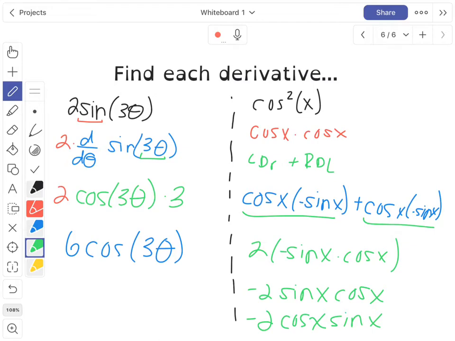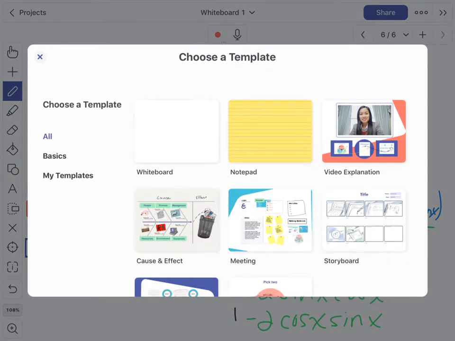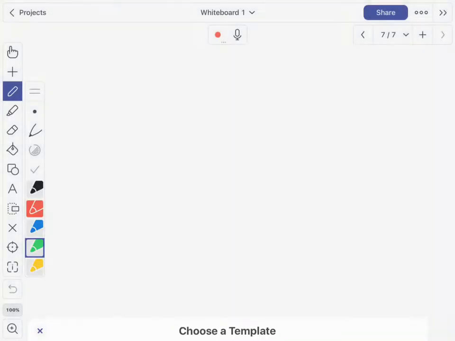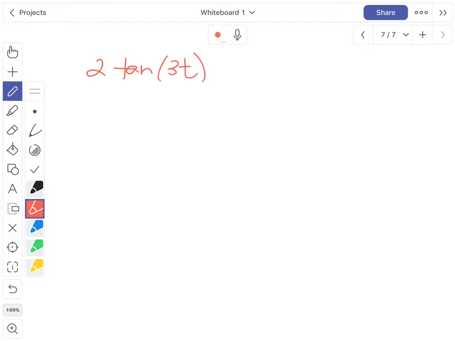I guess I can throw one in as another example. We will find the derivative of 2 tangent of 3t. I'm just taking one from the textbook. So 2 tangent of 3t, just so we can see how this is going to work.